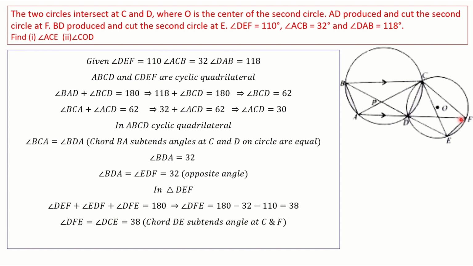DFE is nothing but DCE. How am I telling? DE is a chord. It is subtending an angle of DFE as well as DCE. Both will be the same, correct? So which is 38 degrees. So now you got 38 degrees here and angle ACD is 30 degrees. So 38 plus 30, which is 68 degrees, is the angle ACE. Now let's see the second part.